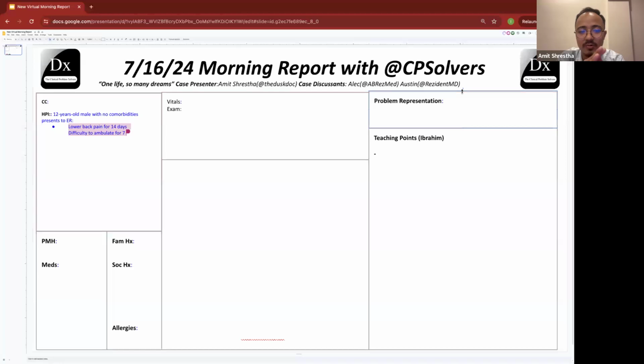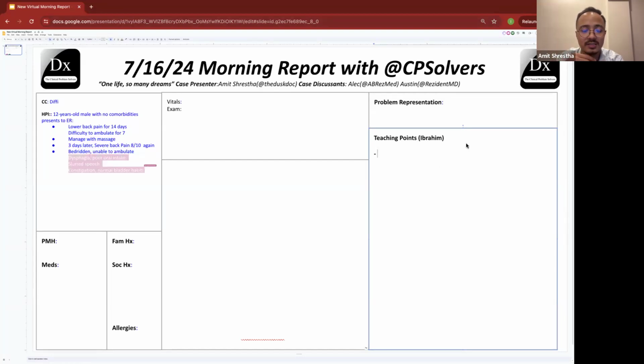But 3 days later, the patient returned with more severe back pain, about 8 out of 10, and this time the patient was bedridden. He was unable to ambulate at all. This time he also had dysphagia. He was unable to take any solid or liquid foods or fluids, and also had slurred speech. Along with that, the patient also complained of constipation. However, he had normal bladder habits. So this was the presentation this time.